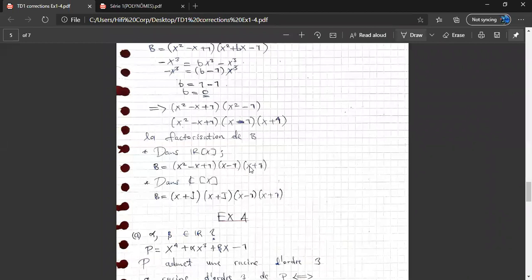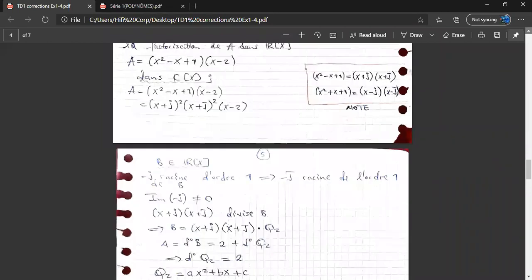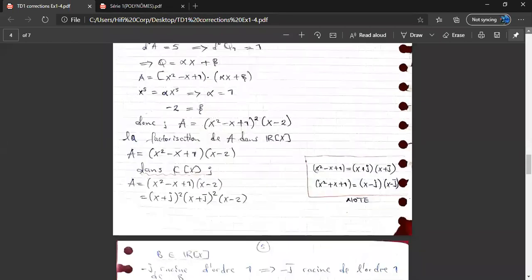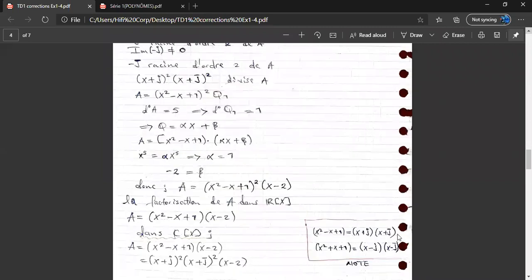How did the equation of B become x plus j bar? These are x plus j bar. These are the racines, David. These are the racines of B. And the racines of B, they are written in this form.